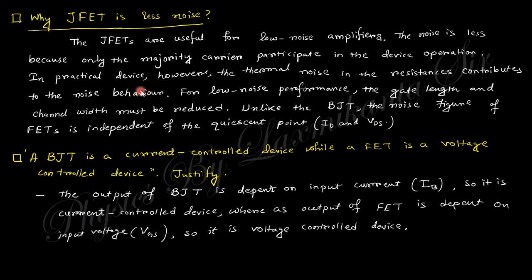Why is JFET low noise? Actually, JFETs are useful for low noise amplifiers. The noise is less because the majority carriers participate in the device operation. In JFET operation, the majority carriers are used to operate it, so that's why it has less noise. A BJT is a current control device, while a FET is a voltage control device. In the BJT the current is defined by forward bias and reverse bias, and here the voltage controls the action.